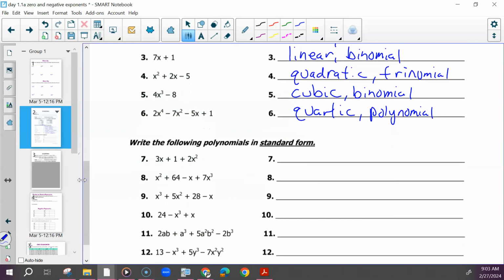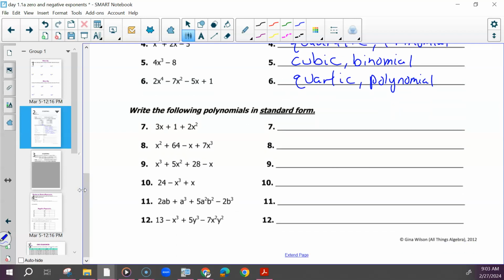Okay, so that's one part of this, being able to classify it by degree or number of terms. The other part is putting it in standard form. When we put these in standard form, we're looking for ABC order first. In 7, they all have x's besides the constant, so we're looking for the highest exponent for the x. That would go first, and then it's going down in decreasing exponent order. So this would go next, and then 1.